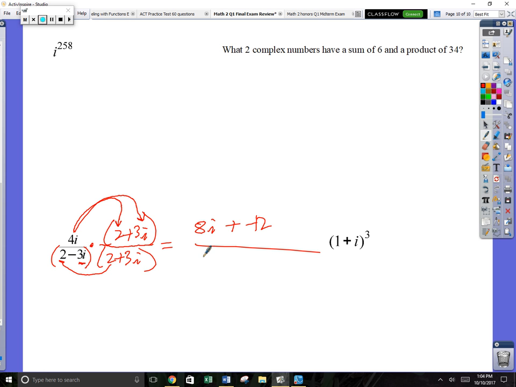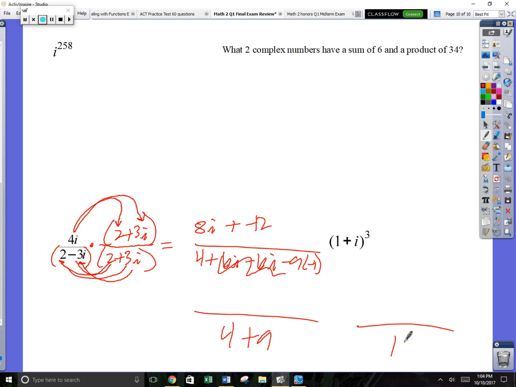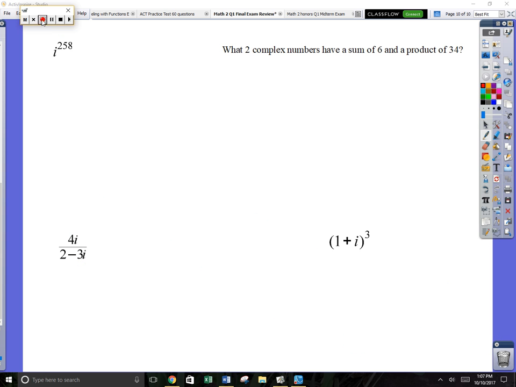Now on the bottom, 2 times 2 creates a 4. 2 times 3i creates a 6i. Minus 3i times 2 is a minus 6i, and that's a 0. And a minus 3i times a plus 3i, minus 3 times 3 is a minus 9. i times i is a negative 1. So negative 9 times negative 1 turns it positive. So on the bottom, I've got 4 plus 9. Those are gone. So I got 13 on the bottom. On the top, we go negative 12 plus 8i. That's it. There we go.